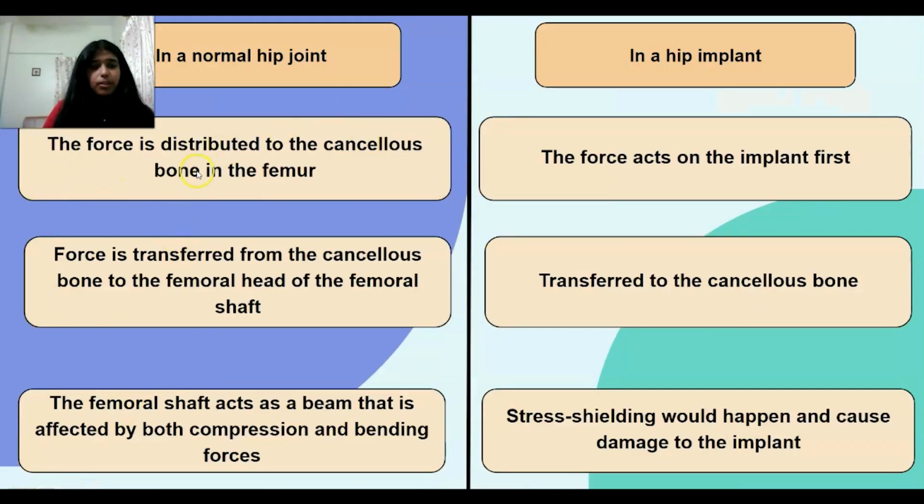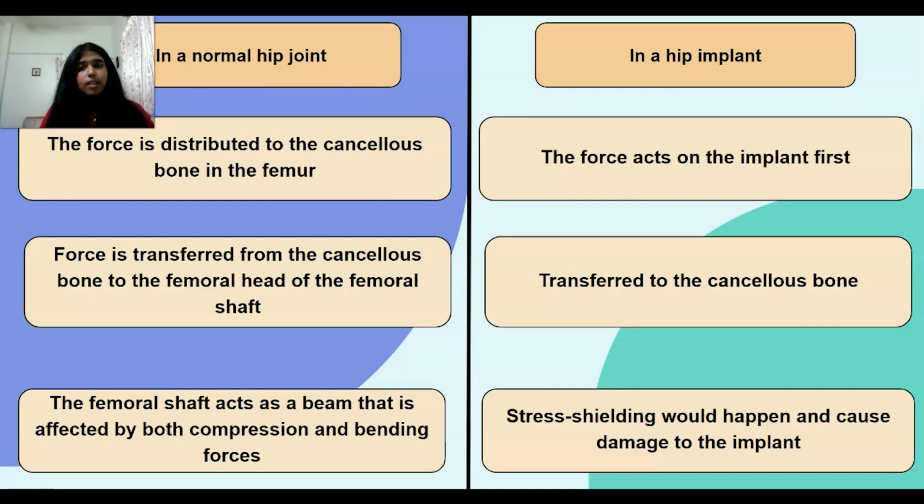So in a normal hip joint, the force is distributed to the cancellous bone in the femur, and then the force is transferred from the cancellous bone to the femoral head, and from there it transfers to the femoral shaft, and that acts as a beam which is affected by both compression and bending forces. In a hip implant, the force acts on the implant first, so it removes all the stress which is on the bone, and this causes stress shielding.